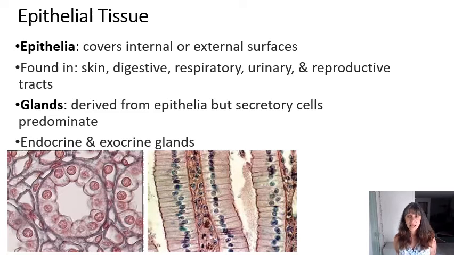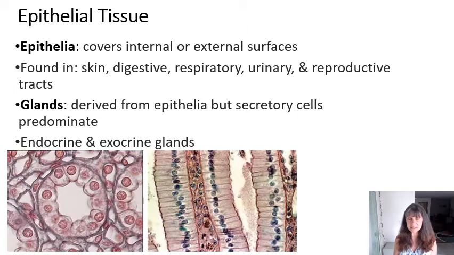Epithelial tissue, or epithelia, we already know covers internal and external surfaces. So that means it's going to be found in the skin, in digestive, respiratory, urinary, and reproductive tracts, and also in glands. It's actually, glands are derived from epithelial tissue, but the secretory cells within glands are the ones that are going to predominate. There are two different kinds of glands.